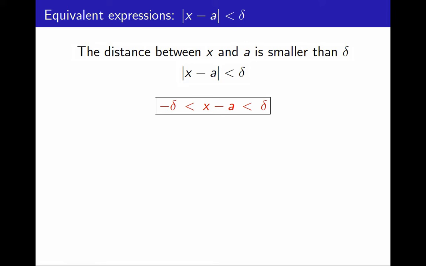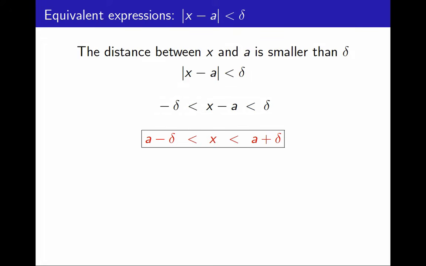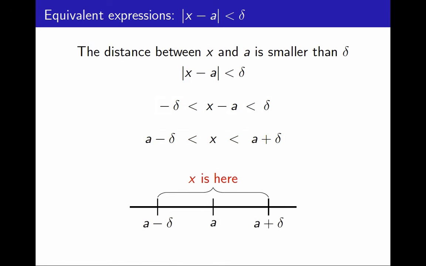I can also try to isolate x by adding a to all the terms. So saying that x minus a is between minus delta and delta is equivalent to saying that x is between a minus delta and a plus delta. And once I have it this way, I like to think of this picture, that x is in the interval between a minus delta and a plus delta, not including the endpoints.